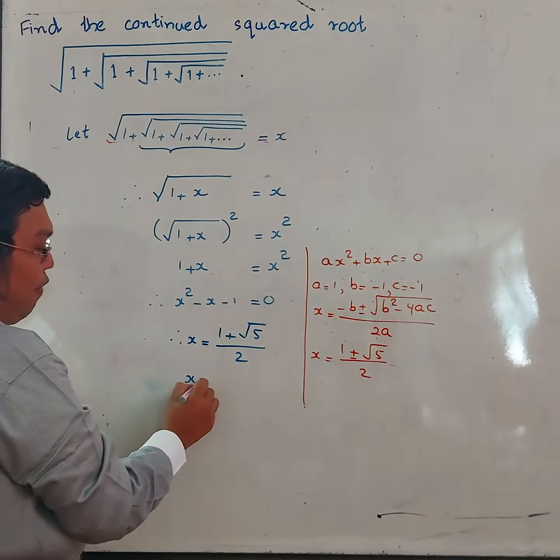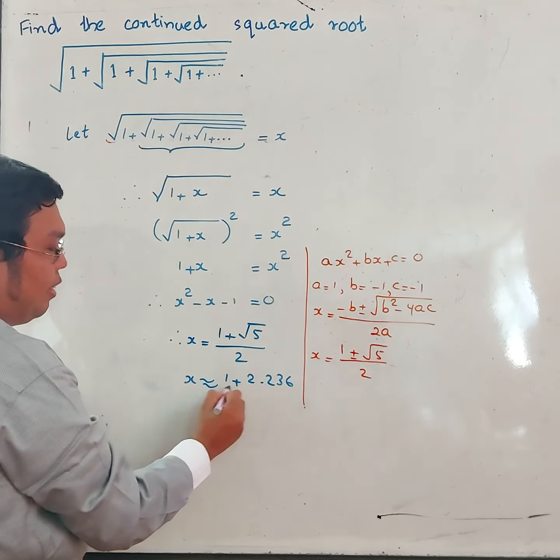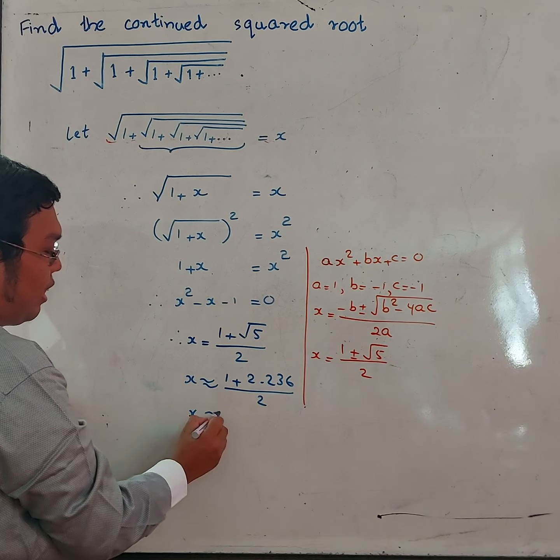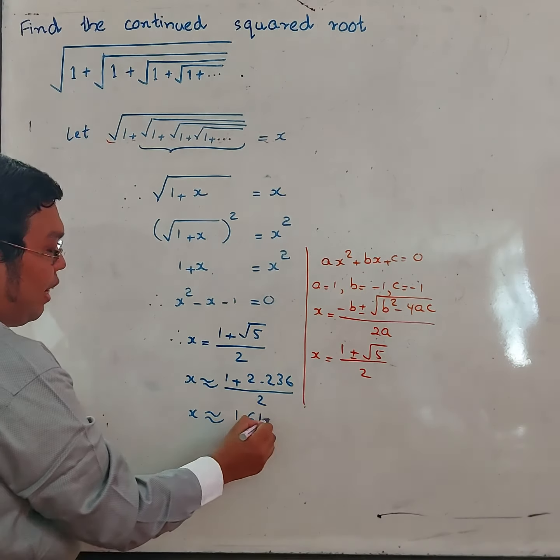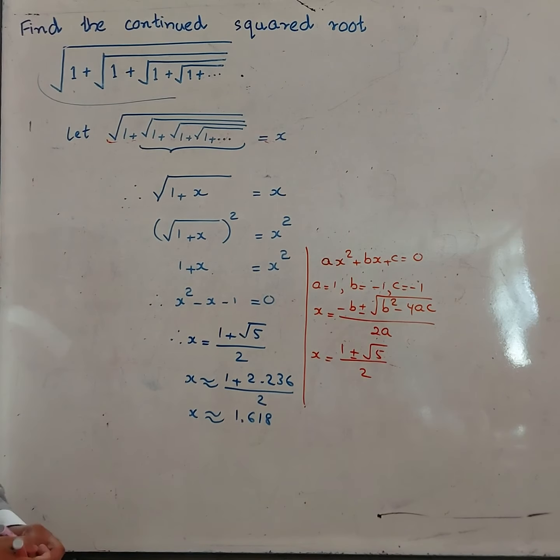The approximate value will be 1 plus root 5, which is 2.236, divided by 2, and we get 1.618. And so the whole continuous square root is 1.618.